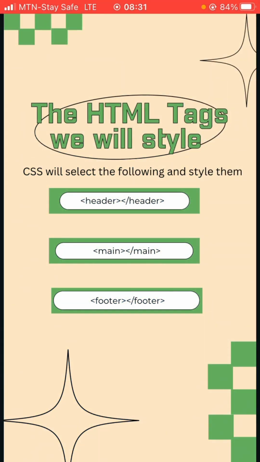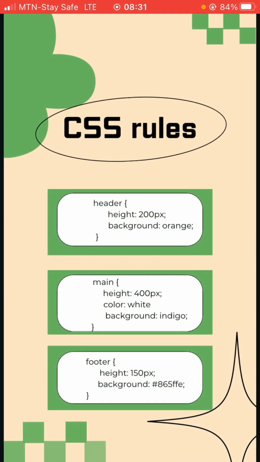The HTML tags we will style are header, main, and footer. These are the HTML tags that we are going to style in our project on Replit. The CSS rules that we are going to apply to those HTML tags are: header, with curly brackets surrounding the CSS properties of height 200px, background with color of orange.